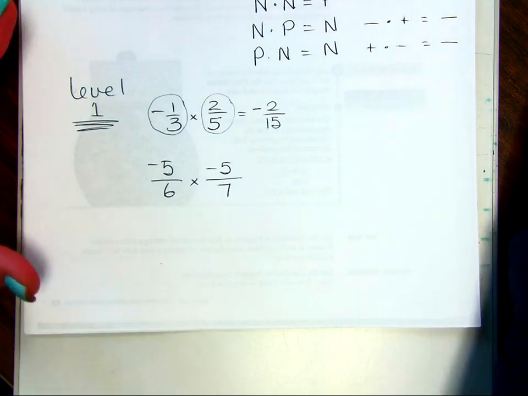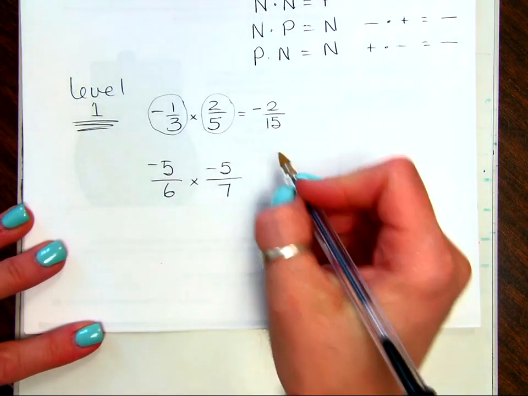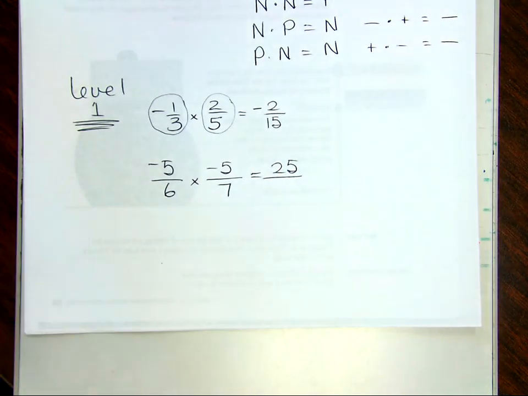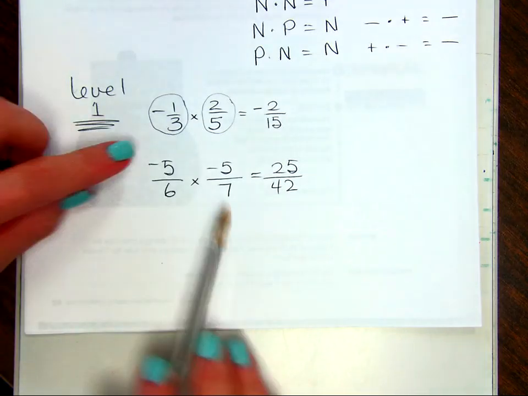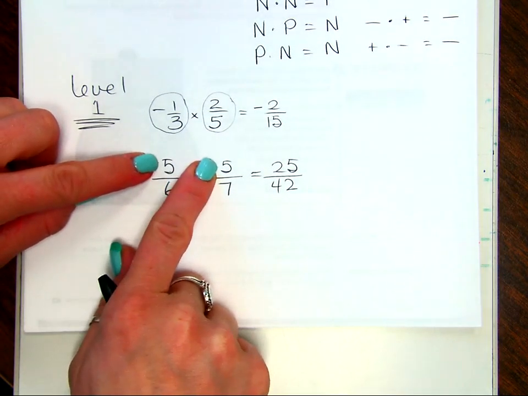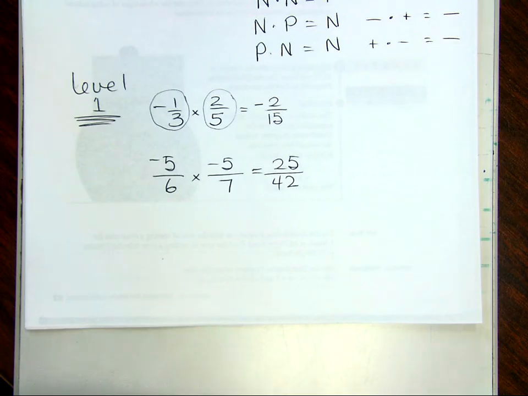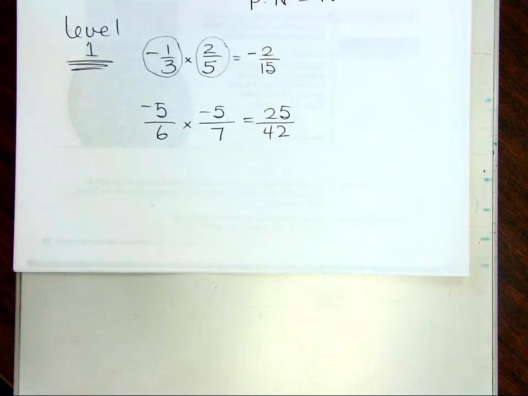Yes. Okay. No cross-canceling. What's negative 5 times negative 5? Positive 25. And then 6 times 7? 42. Or you could look at it as, what's 5 times 5? 25. What's a negative times a negative? Positive. Okay? So now, on your boards, I want you to come up with a level 1 problem.